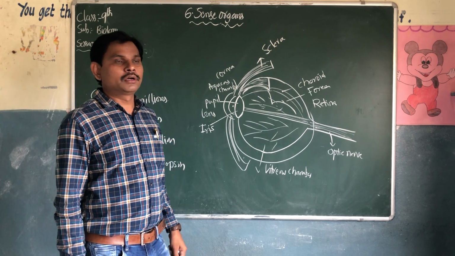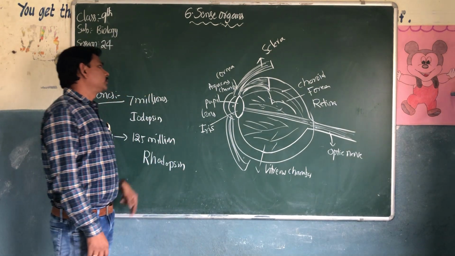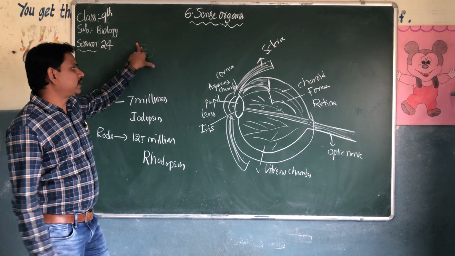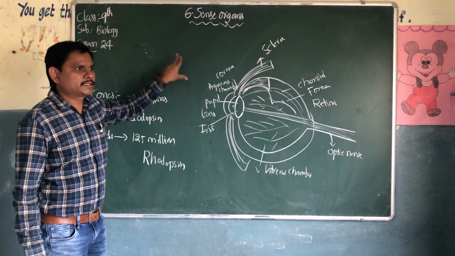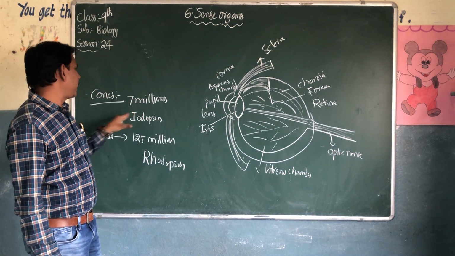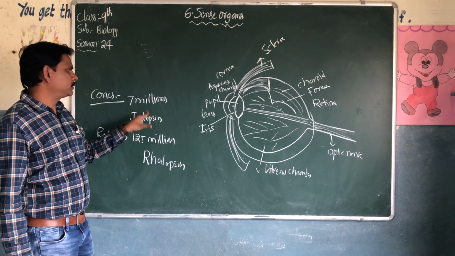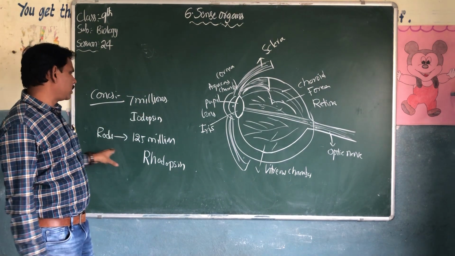Okay students, today's homework: draw the diagram of the eye and explain it. And write what cones, iodopsin, 7 million, rods and 125 million are.